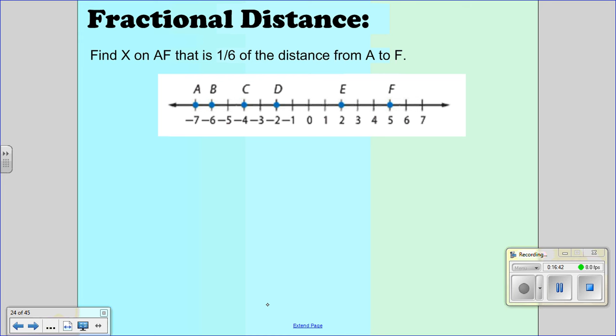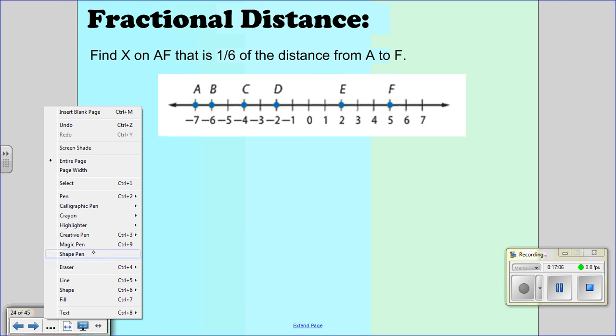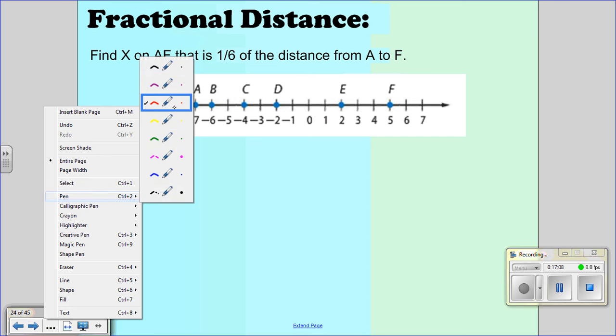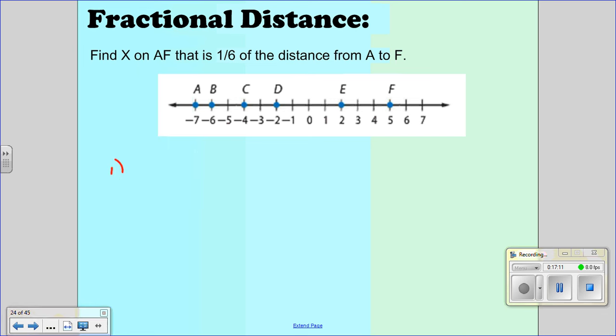Now we want to talk about fractional distance because we don't always have midpoints. Sometimes we just have a point between, like we mentioned on segment addition lesson. So to find a fractional distance between two numbers, it requires a series of 3 steps. The first thing you're going to do is find the distance that you're looking for. So we're going to find the distance from A to F.